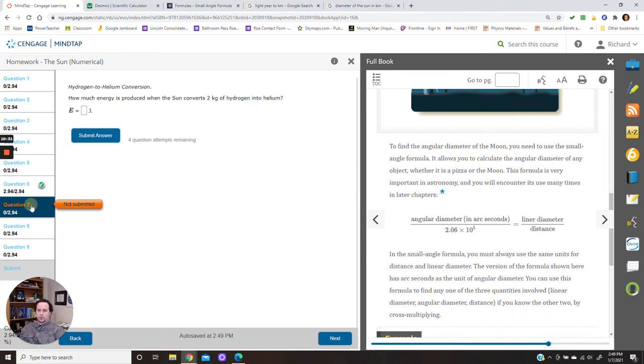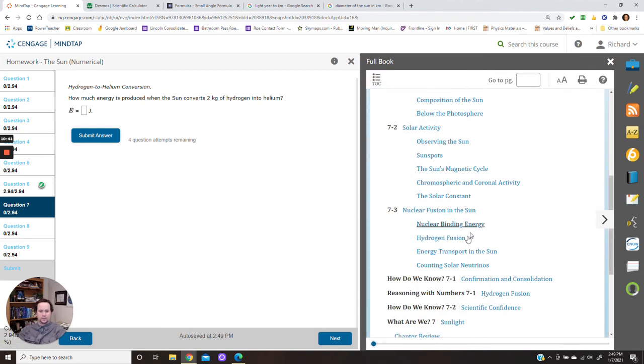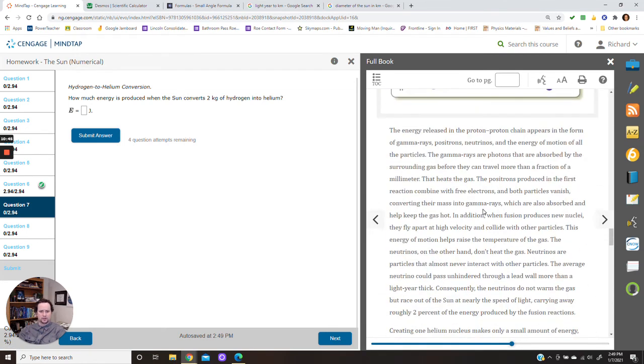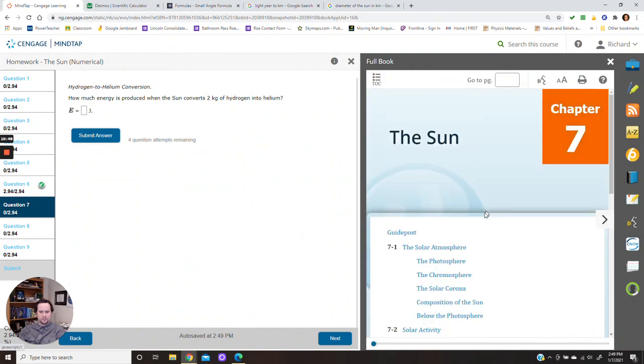Number 7, how much energy is produced when the sun converts 2 kilograms of hydrogen into helium? We have that one in there. I showed you where that was located before, the sun. And we can go to hydrogen fusion, and we look at the breakdown of that chain reaction. I think actually it's the math that was in this chapter. Yeah, here we go. Sorry.